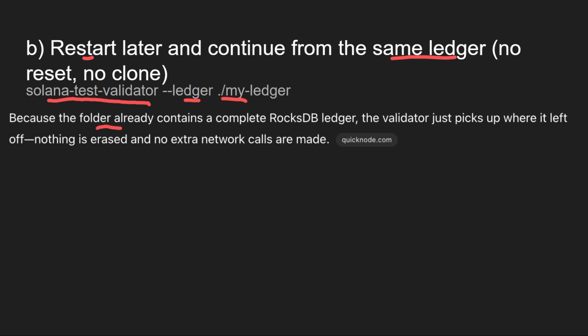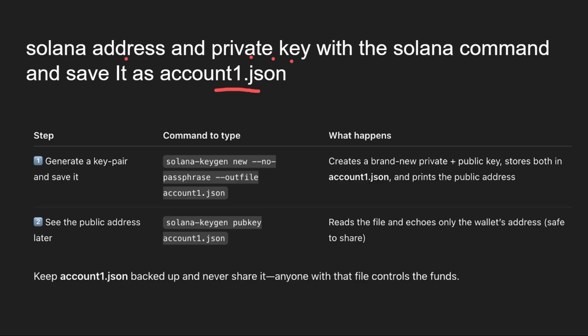So because the folder already contains a complete RocksDB ledger, nothing is erased and no extra network calls are made. Now, the Solana address and private key with the Solana command. To generate a key pair, we're going to run solana-keygen. You can add the no-passphrase option and save the output file as account1.json. And you can see the public address with solana-keygen pubkey account1.json.